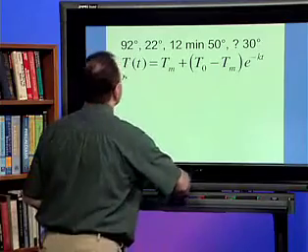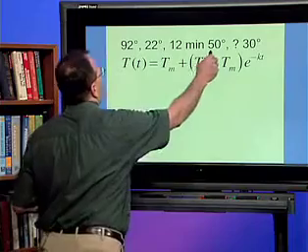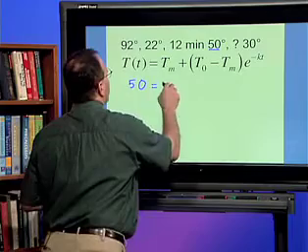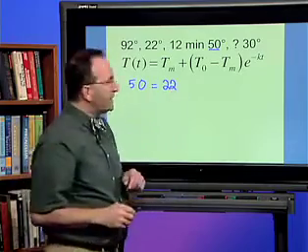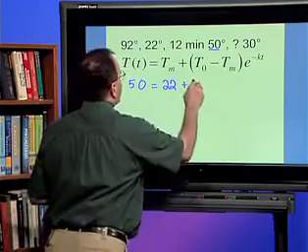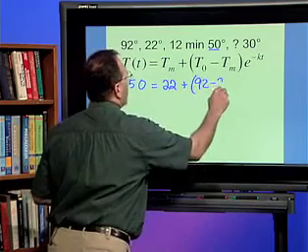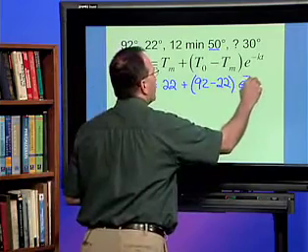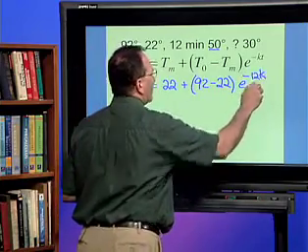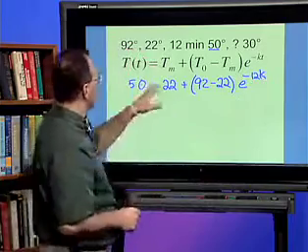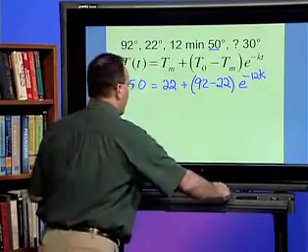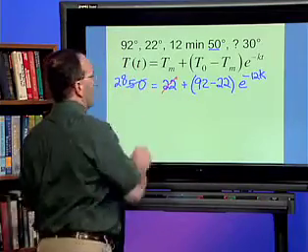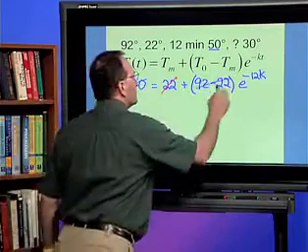So let's get started. We know that the temperature that it comes down to is 50 degrees. The temperature of the surrounding medium is 22, plus the initial temperature, 92, minus the 22, and then it's e raised to the negative 12k. So once again, subtract 22 from both sides, right? And this becomes over here 28. 92 minus 22 is 70.